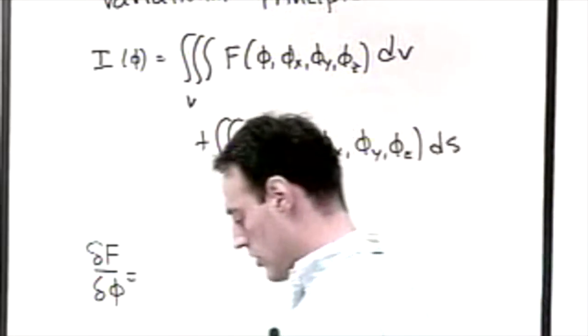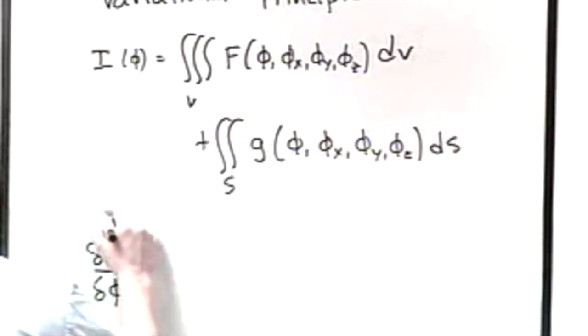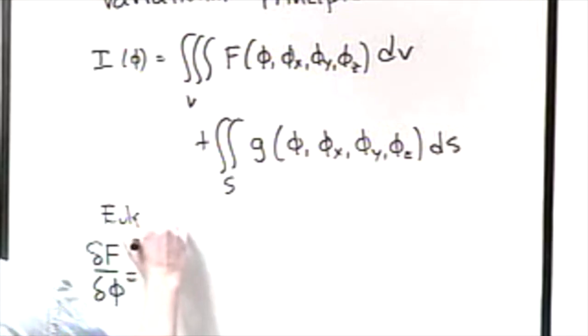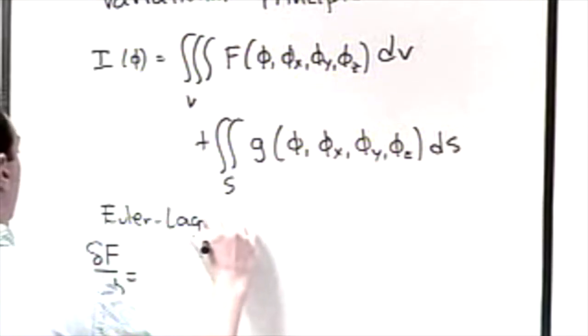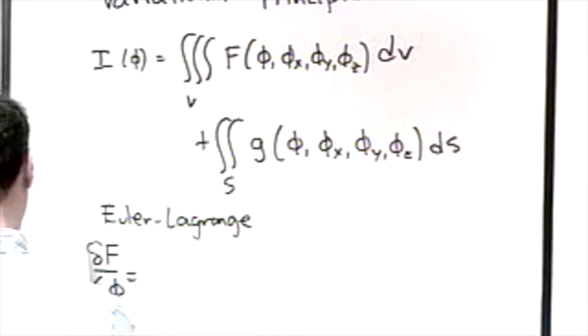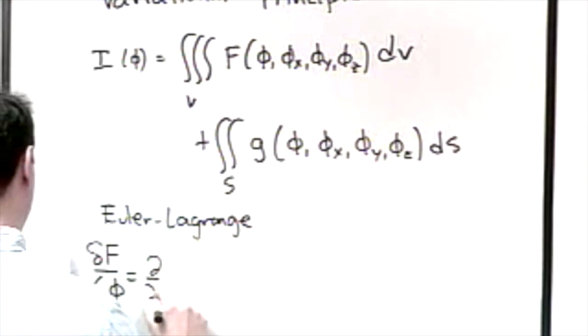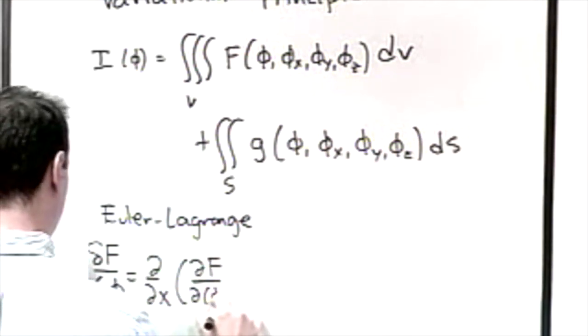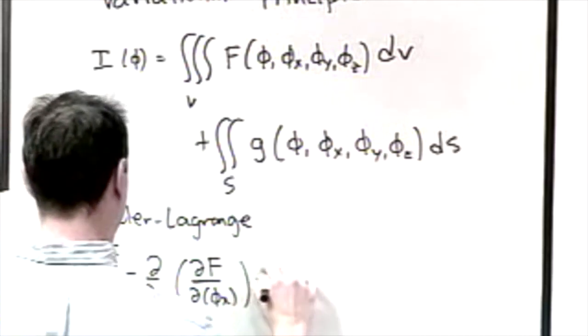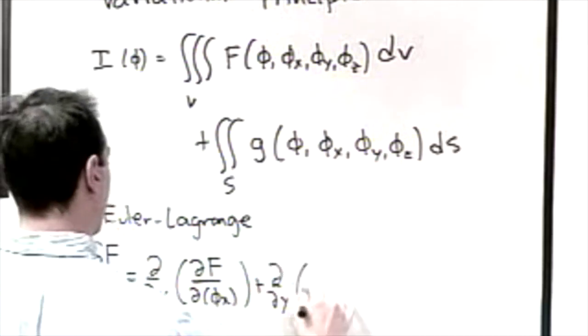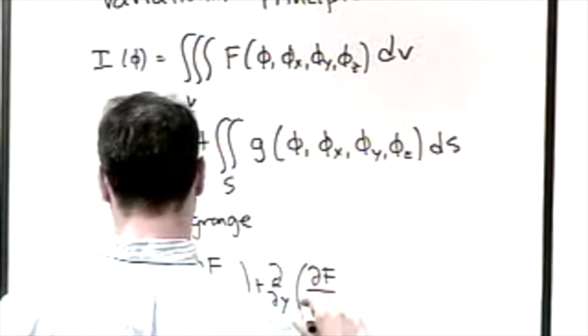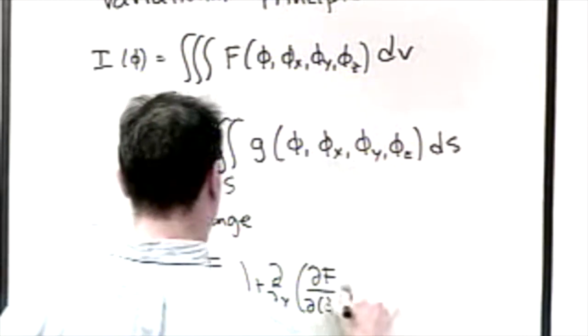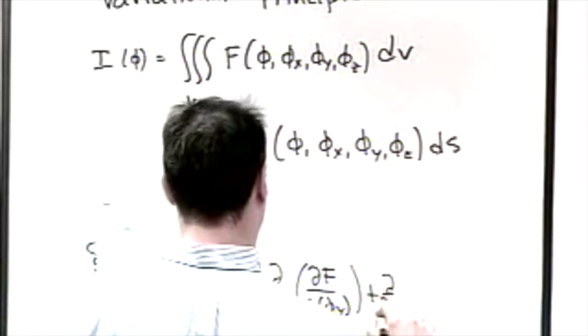And what this translates over to is what's called the Euler-Lagrange equations, which become the following. Let me write it all out.